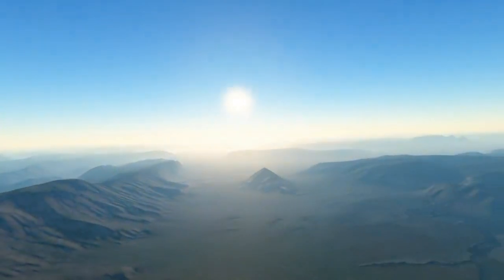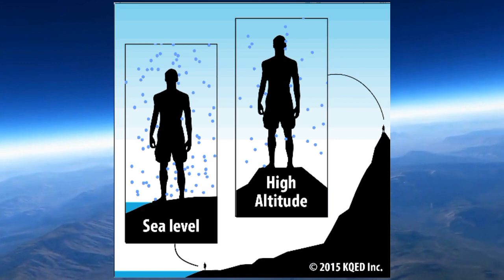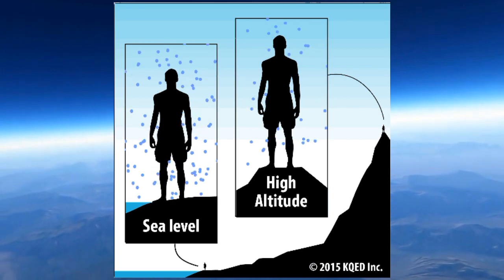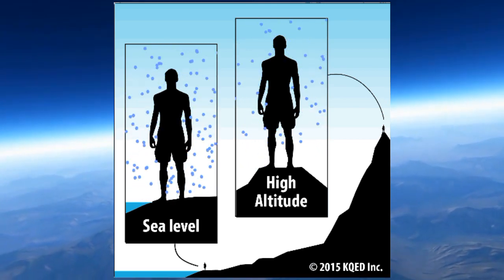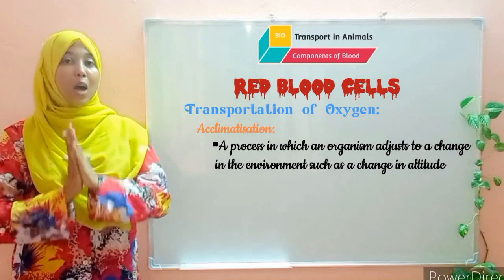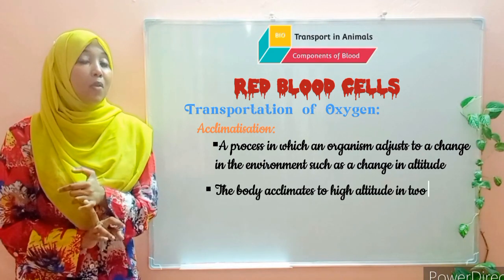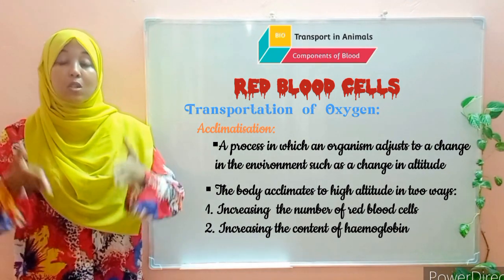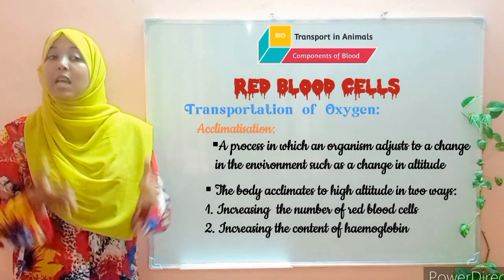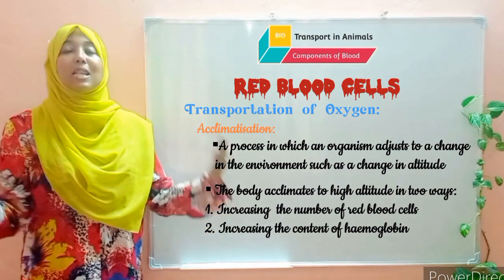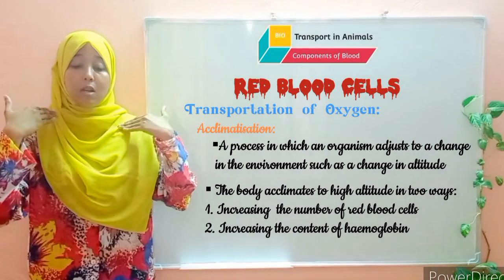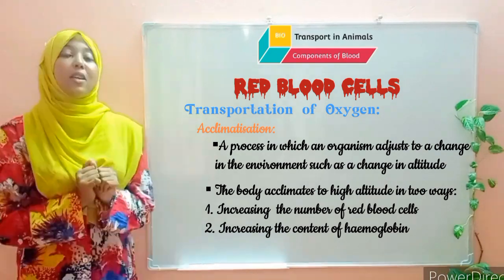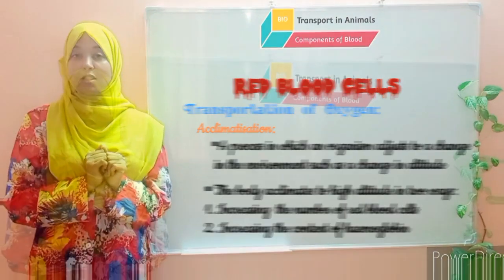Now, in areas that have a high altitude, what happens is that the concentration of oxygen tends to be lower. So this means that the body needs to adapt to ensure that the amount of oxygen that is still transported is enough for the functions. Now, how does it do so? Number one is that the number of red blood cells that are produced by your body are increased. Number two is that the content of hemoglobin present within the red blood cells is also increased. Now, this is all done to ensure that the process of transportation of oxygen is still as efficient as possible. And that is transportation of oxygen.